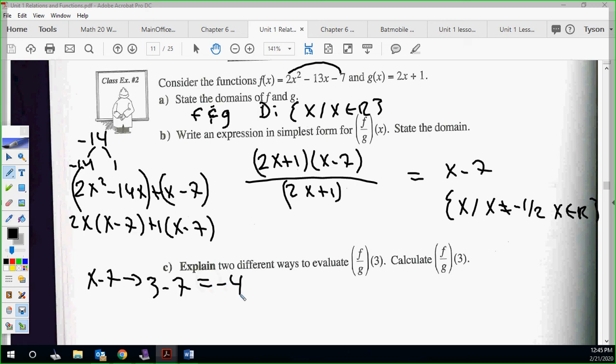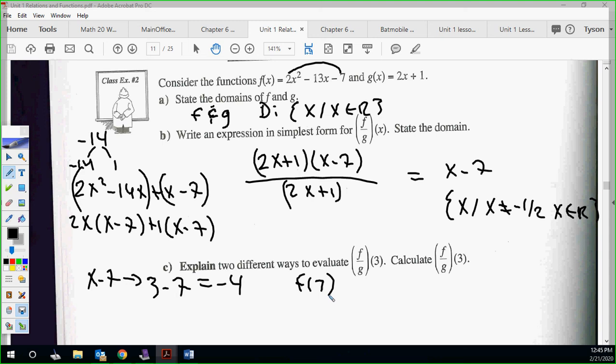The other way is to do it separately, just like with multiplication. So what is f of 3? You can do whichever. It's just knowing you can do both ways.